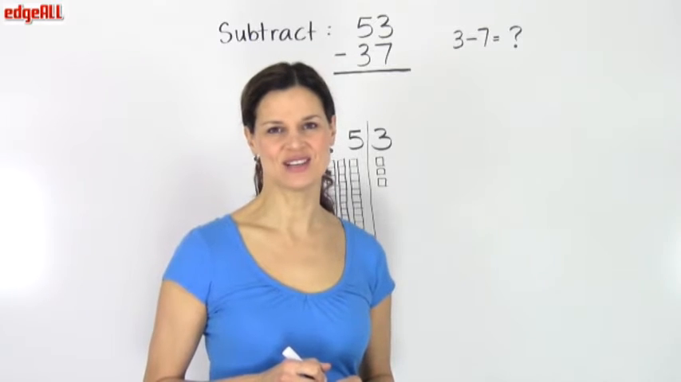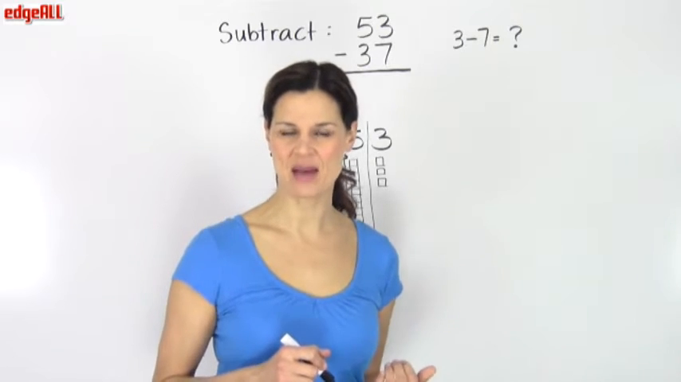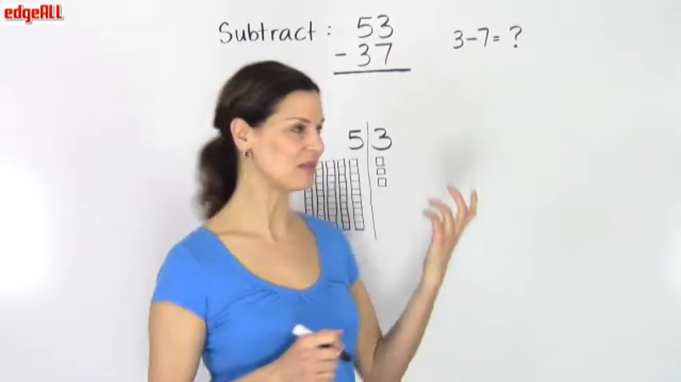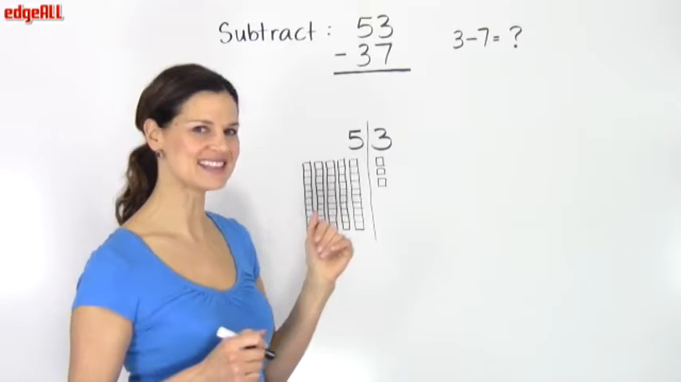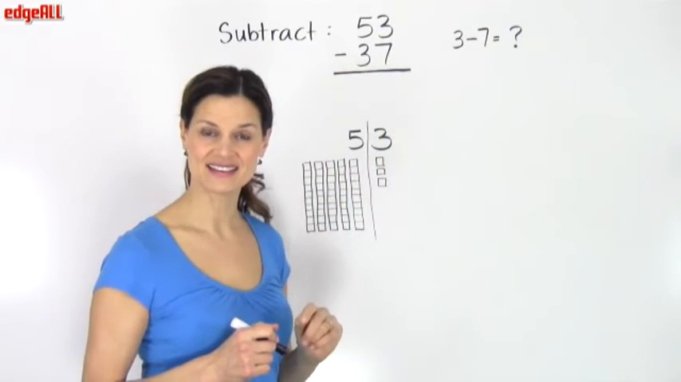As you have learned to subtract two-digit numbers by lining them up vertically, you have probably run into some problems like this. We've got the instruction to subtract 53 minus 37.